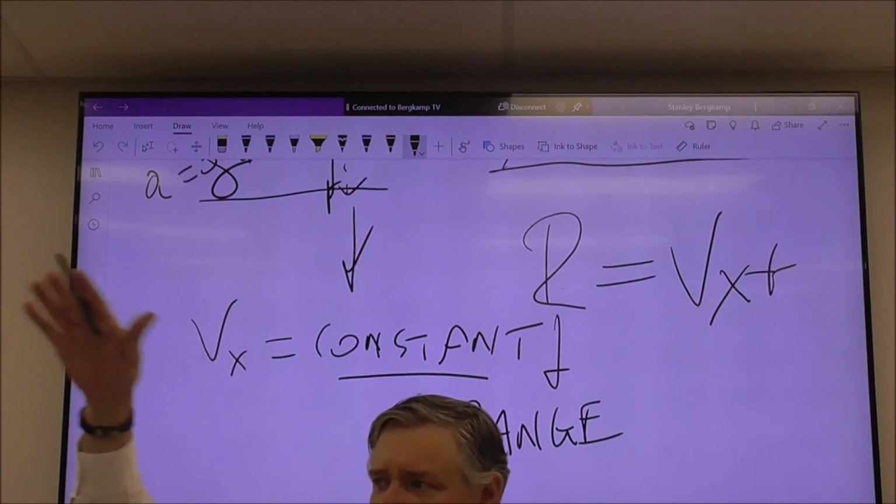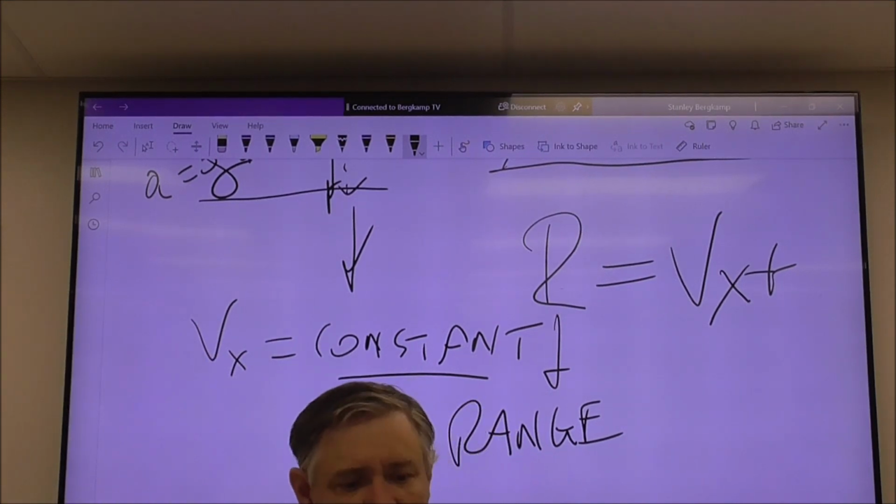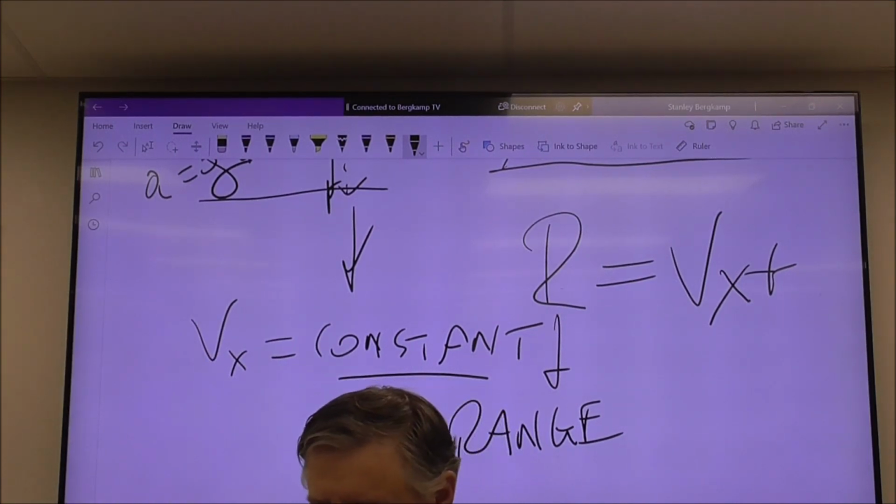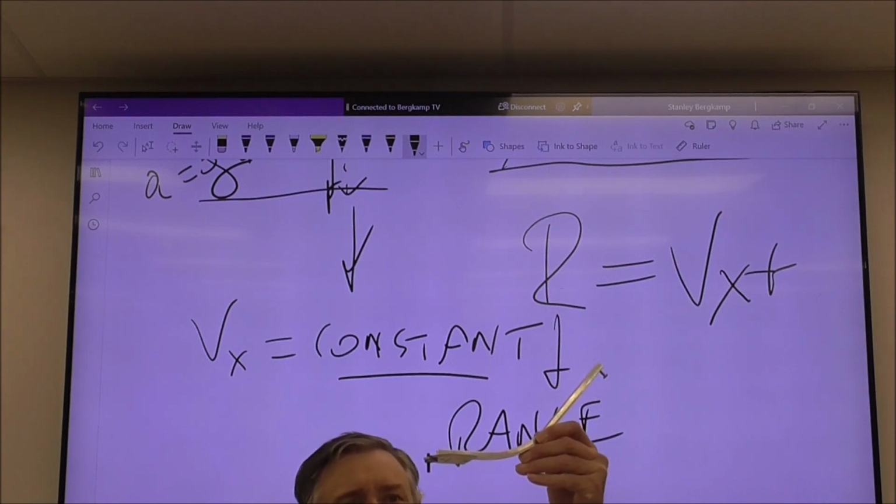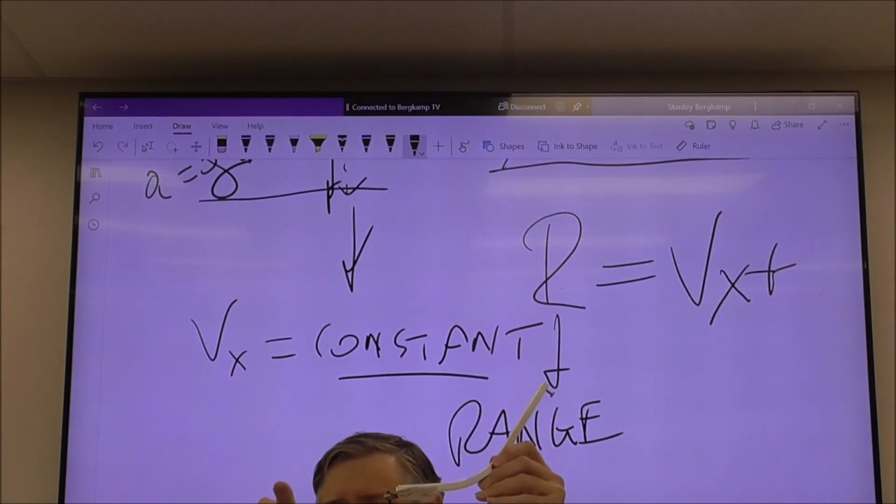So range is how far it goes. One of the things you're going to do in the lab today is take a ramp like this, and roll a marble down.